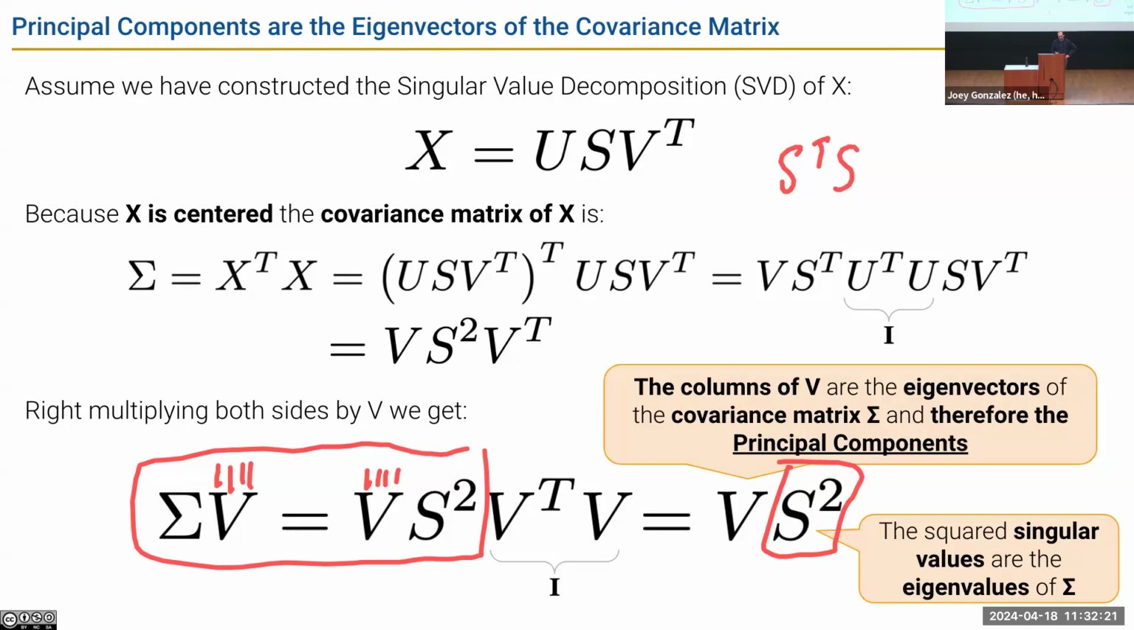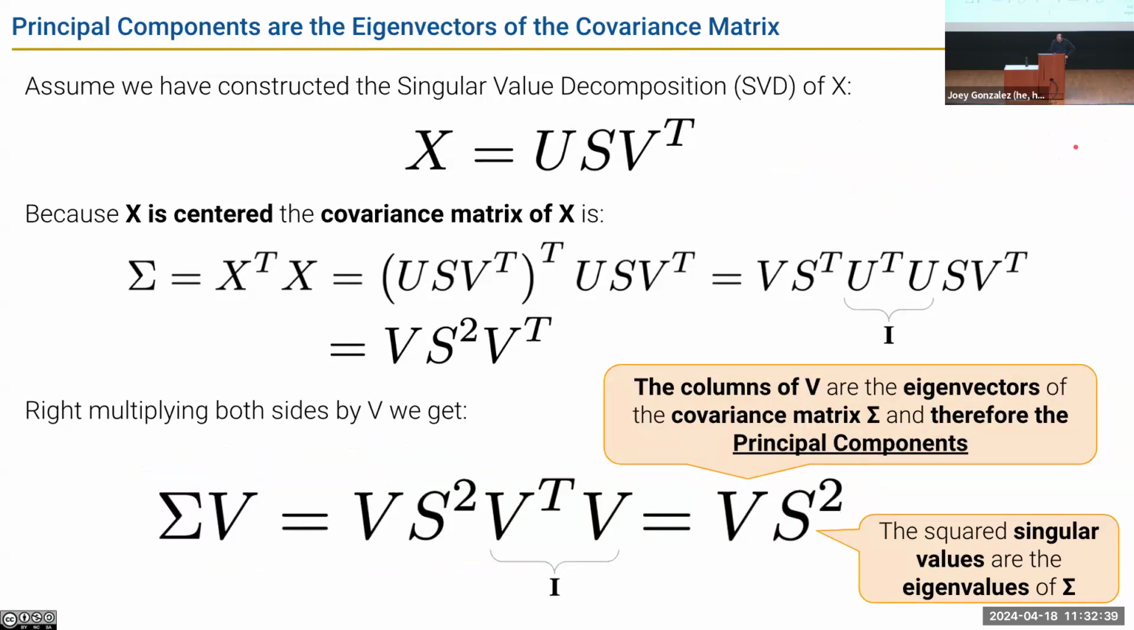Yeah, so this is a notational thing. S transpose S, I've written as S squared. You could keep it like this. S transpose S is still a diagonal matrix with S1 squared, S2 squared, and so on. So it's a square of the S's. Just easier to see. You could leave it at S transpose S.